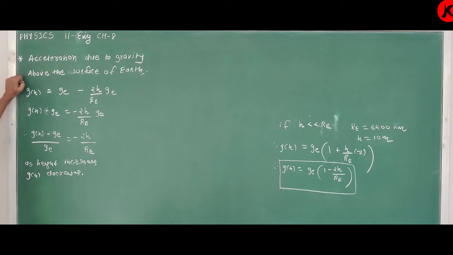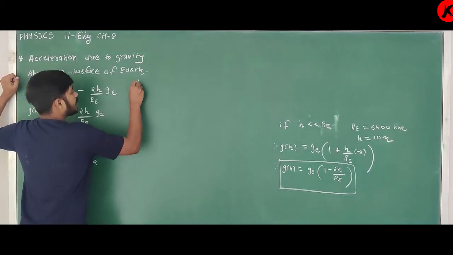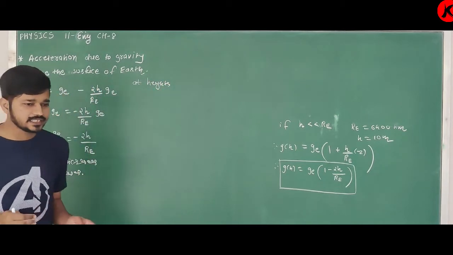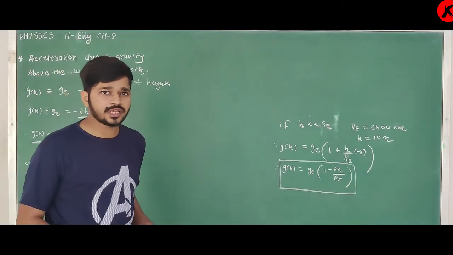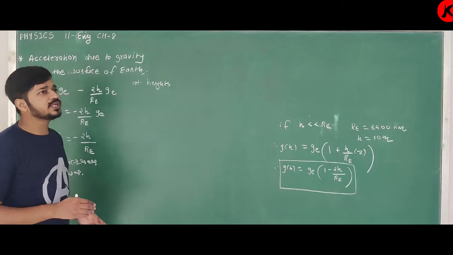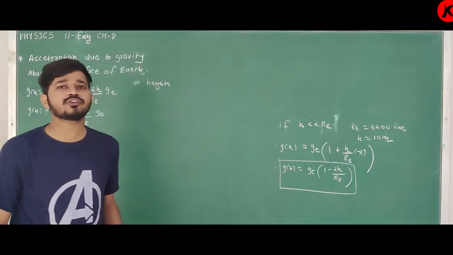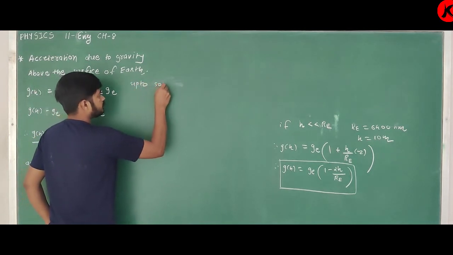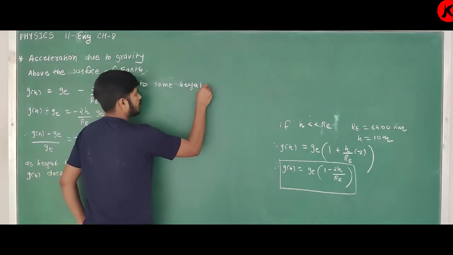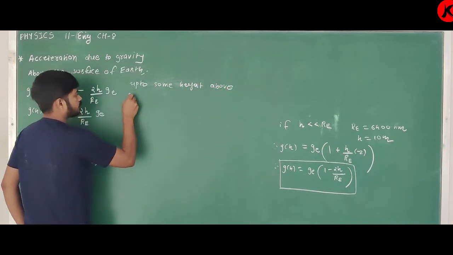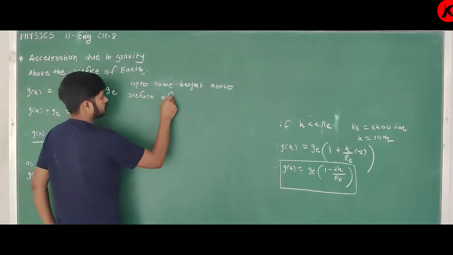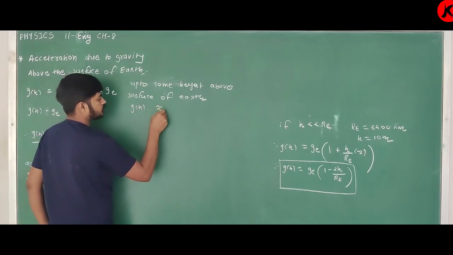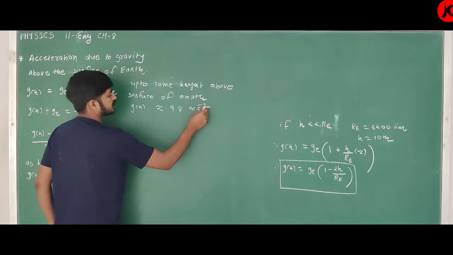Okay, so yes, it is one simple statement. Also, one thing: at heights which are very small, up to some kilometers above the surface of Earth, up to some height above the surface of Earth, gravitational acceleration g_h is nearly equal to 9.8 meter per second square.